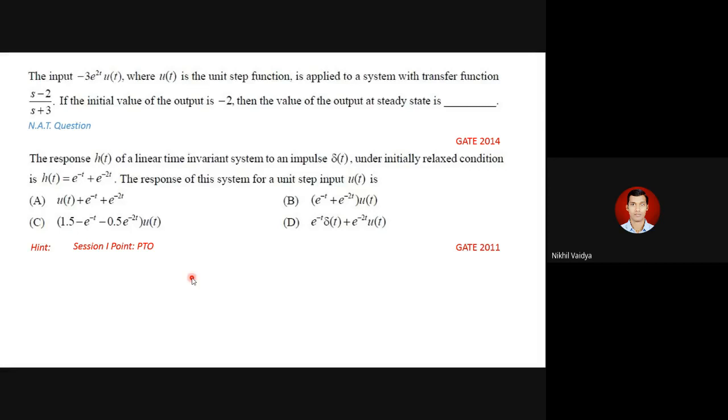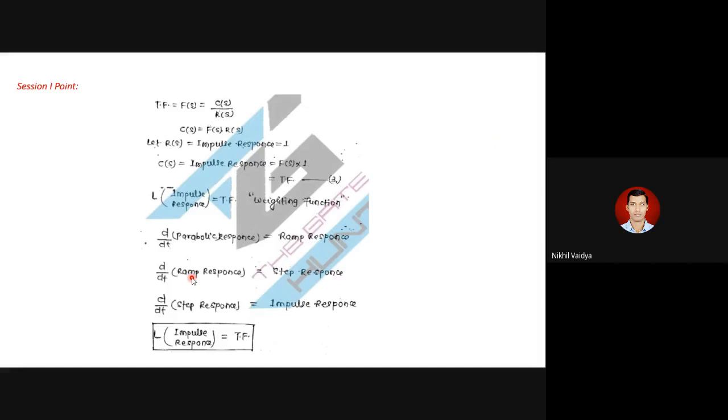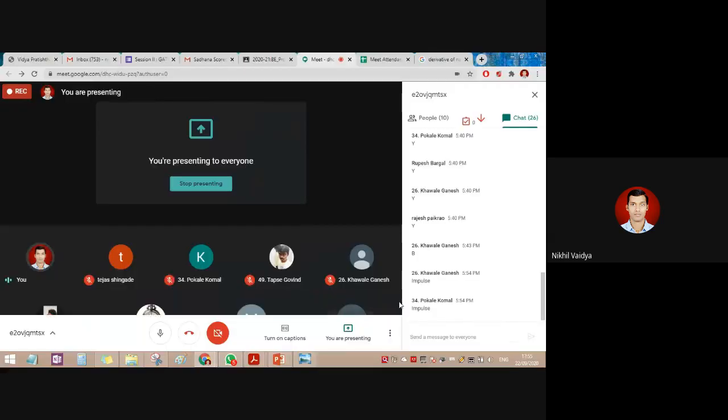The hint is given here in the next one. That's what we had also discussed previously. See, this is the relationship. We discussed it in our previous problems also, so we are going to use this relationship in this problem. Sorry, we have to calculate the step response here. So step response is equal to what? Integration of our impulse response. Can you try it?